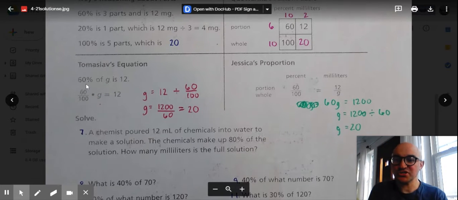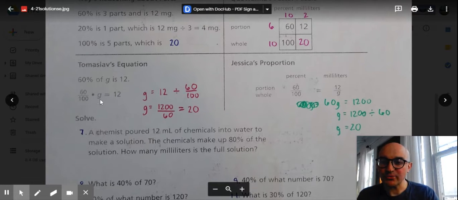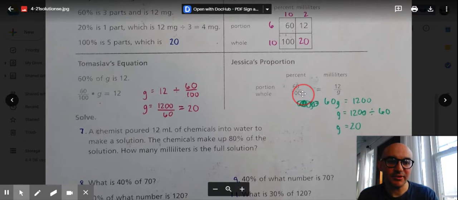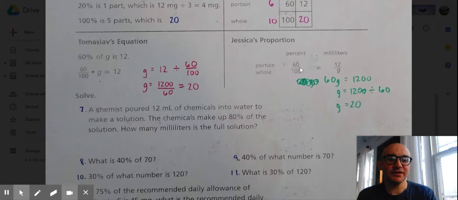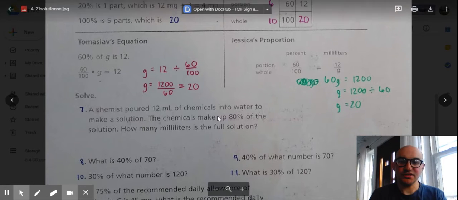Tomislav says 60% of G is 12, so he's got 60 over 100 times G equals 12. Here I'm going to use inverse operations. G equals 12 divided by 60 over 100. G equals 1200 over 60, and I simplify there, and I find 20 again. So different methods giving us the same answer. And finally, Jessica's proportion problem. This is my favorite way to solve these. We say 60 over 100 is how we write 60%, and 12 over unknown, because the unknown is the total. And we just cross multiply, and we find that G equals 20.